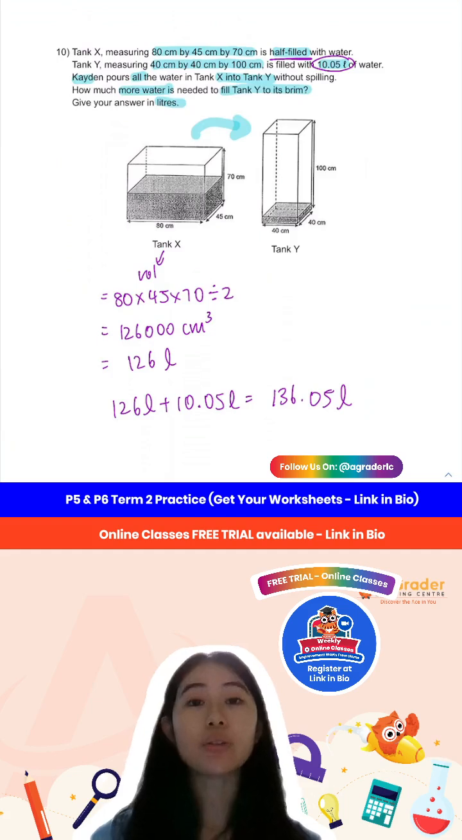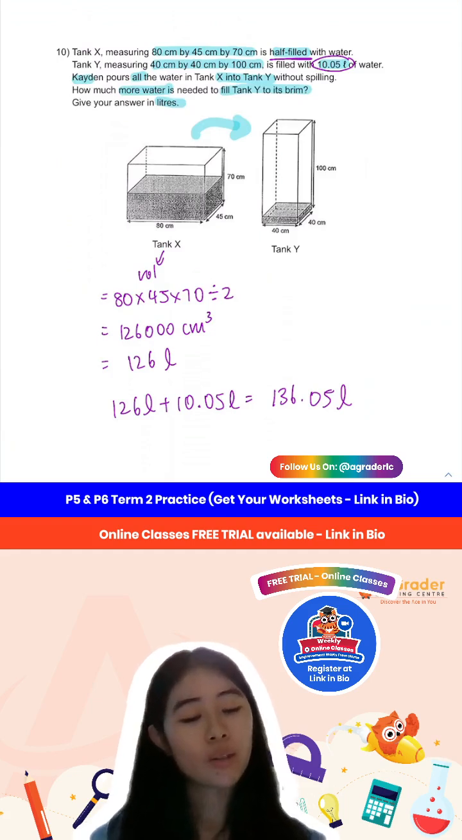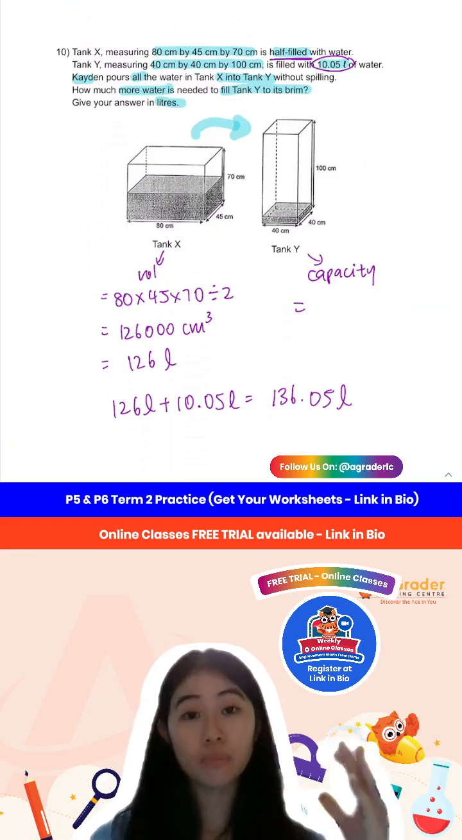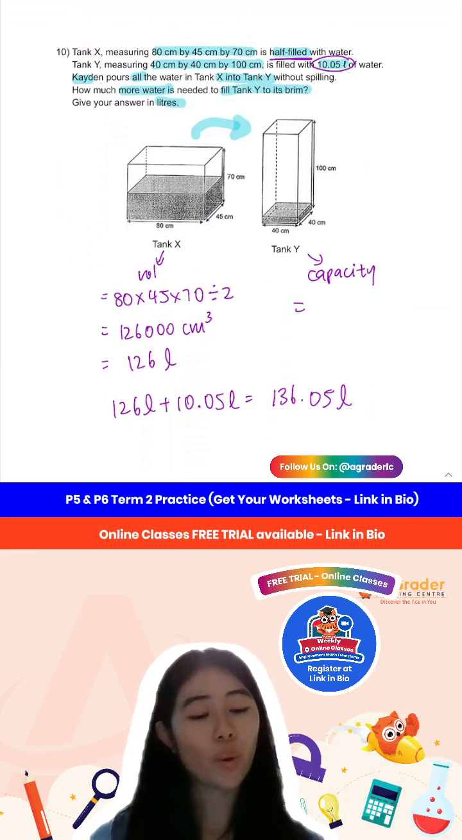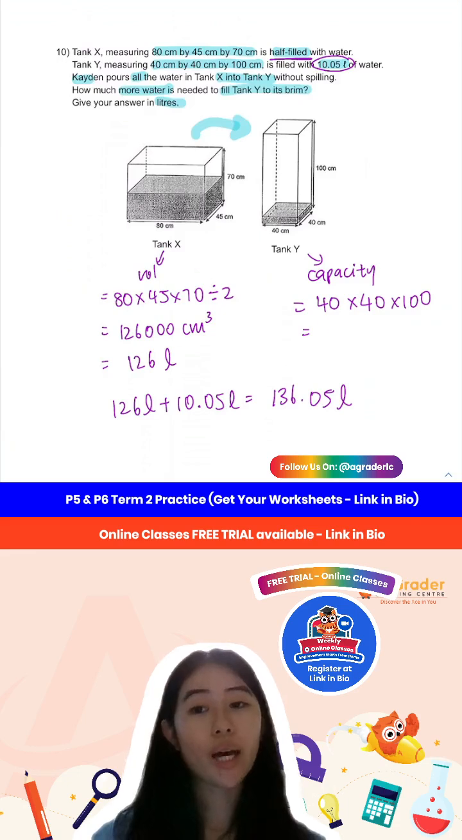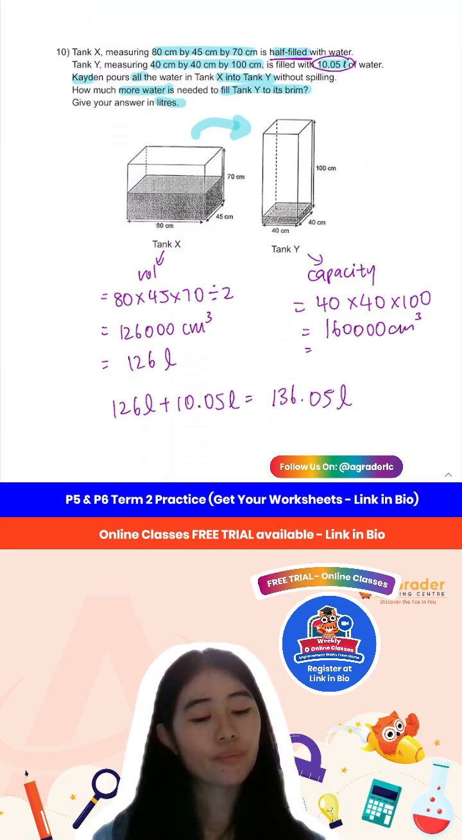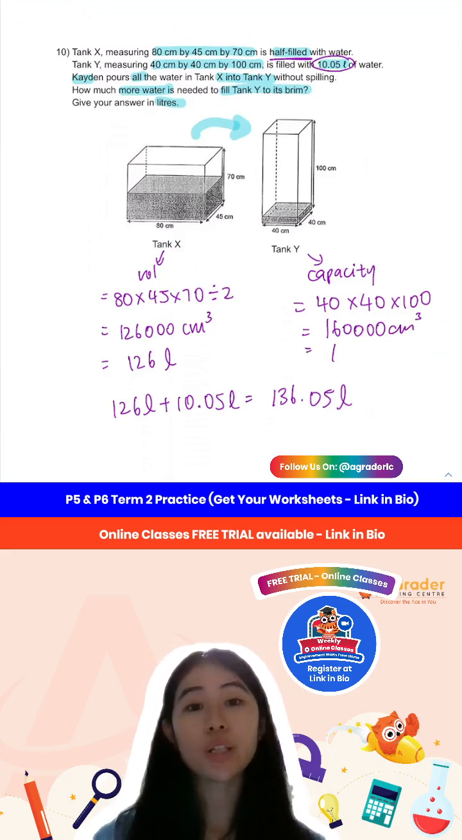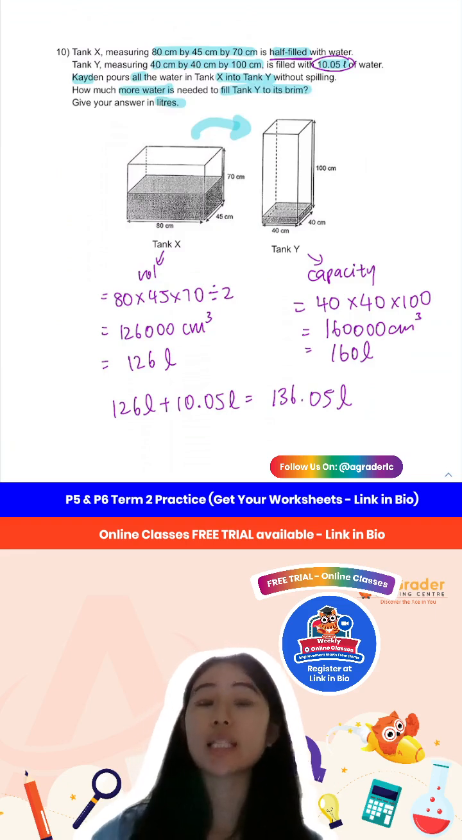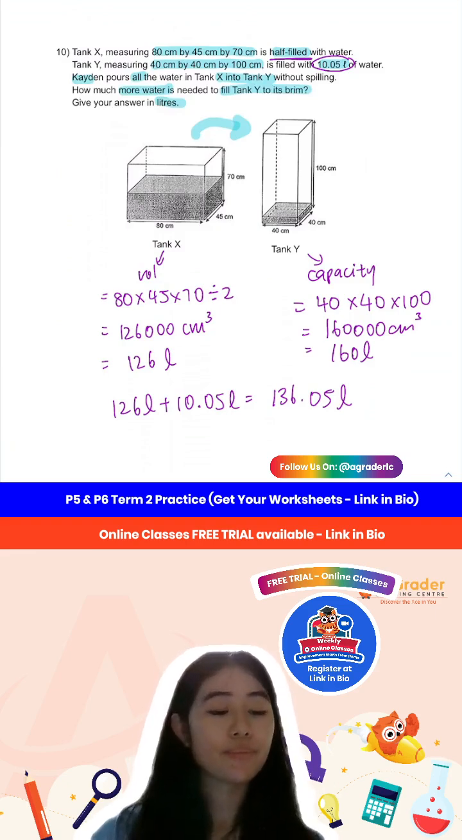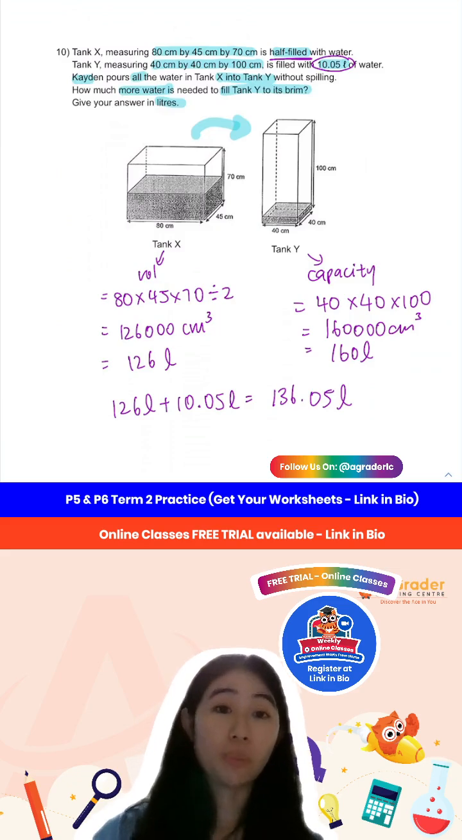But it's not enough. You need to have some more water. So what you need to do now is to find the capacity of tank Y. That means what is the maximum amount of water for tank Y. So just same thing, use length times breadth times height. You will get 160,000 cm cube. Same thing, you convert it to liters, that will be 160 liters. Yes, Amanda, correct. Now you just need to minus.